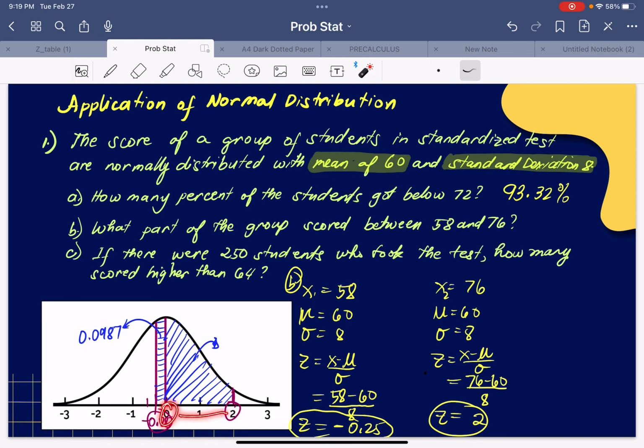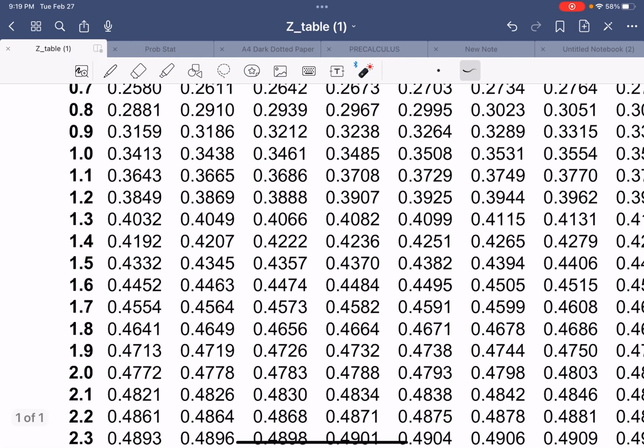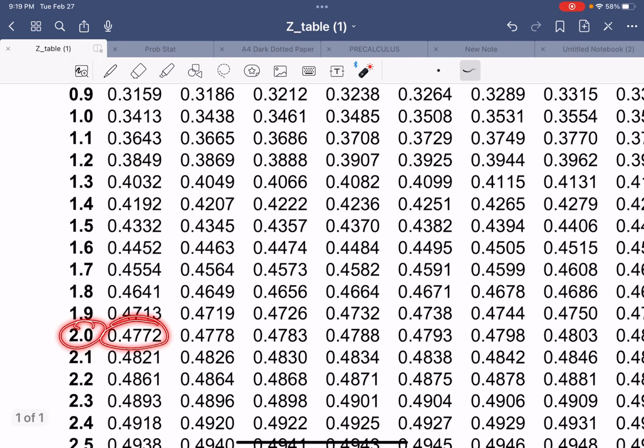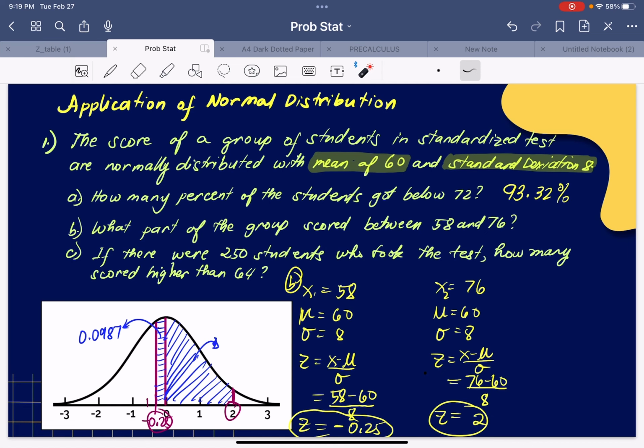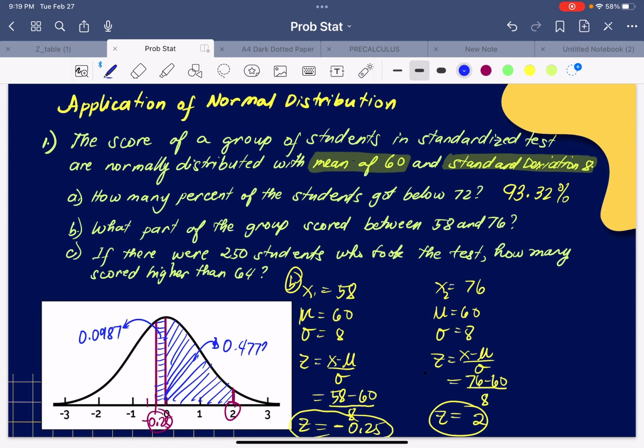How about 0 and 2? What is the area? So 2 is equivalent to 2.00, and that is 0.4772. So what are we going to do here? Since this is between a negative and positive z value, we're going to add.